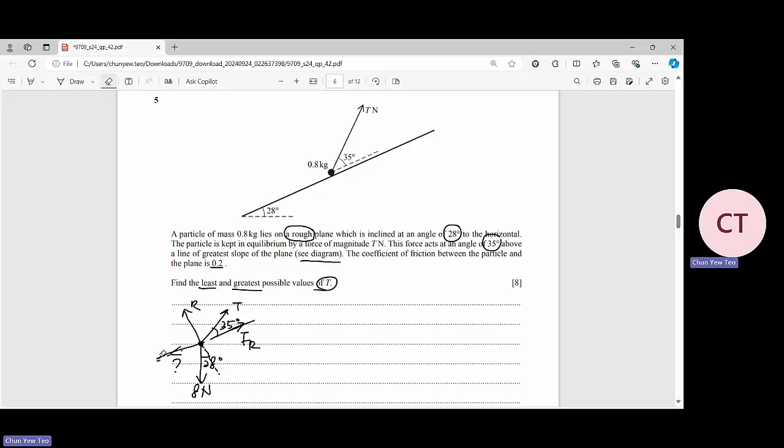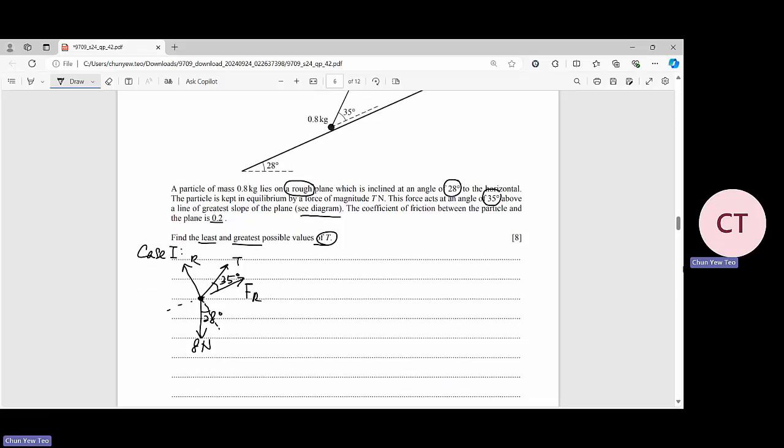The question didn't mention it clearly, so it's possible that the frictional force goes up. It's also possible that the frictional force goes down. So both have the possibility, and we need to consider these two cases one by one. So I have case number one. The first situation is that I assume the frictional force goes up. For case number one, I resolve the forces perpendicular to the plane.